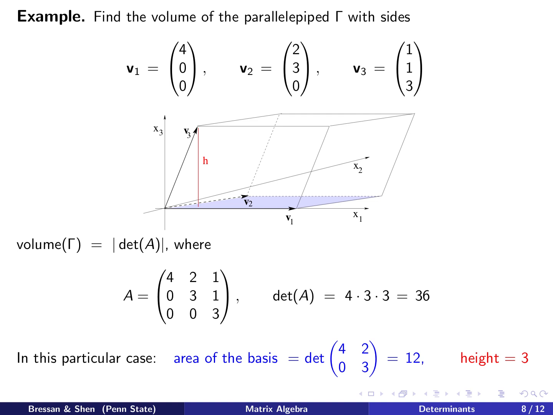And then we can use that to find the height. The height would be the volume divided by the area, and we see 36 divided by 12 is 3. This is verified because the x3 coordinate of v3 here is exactly 3. So everything is consistent here.